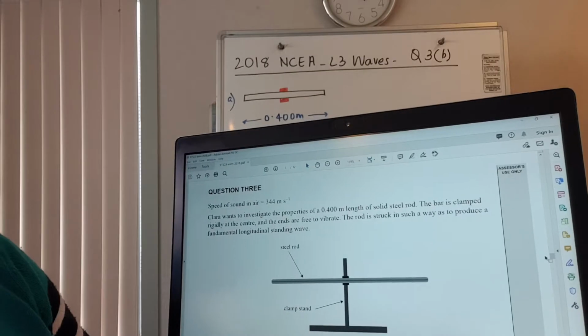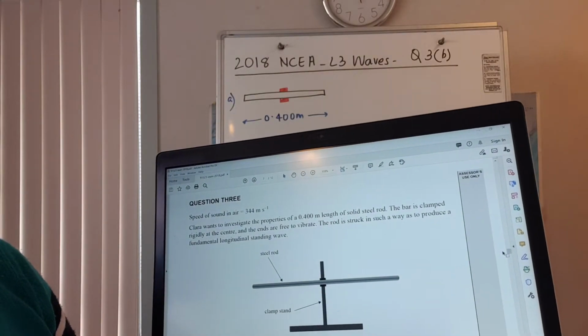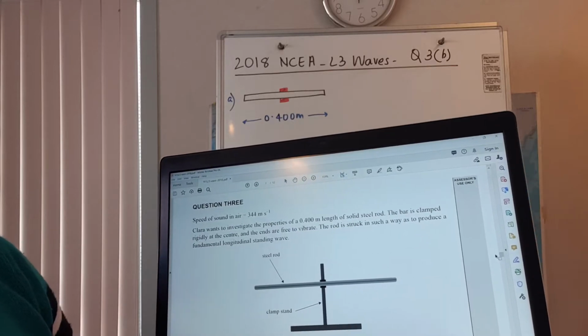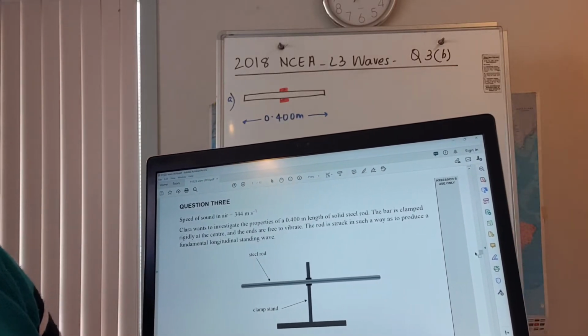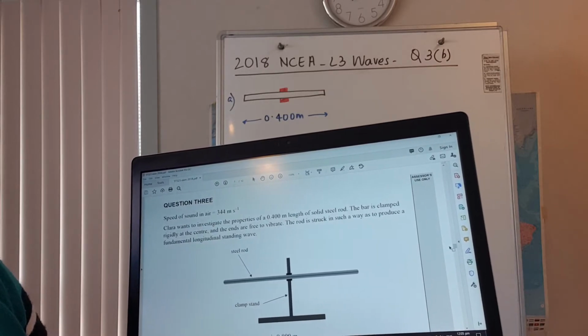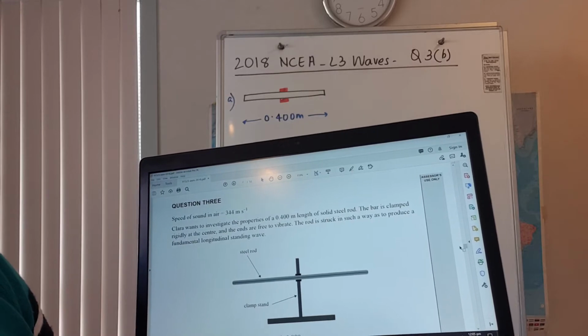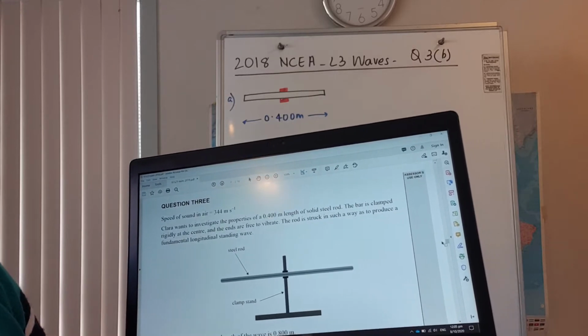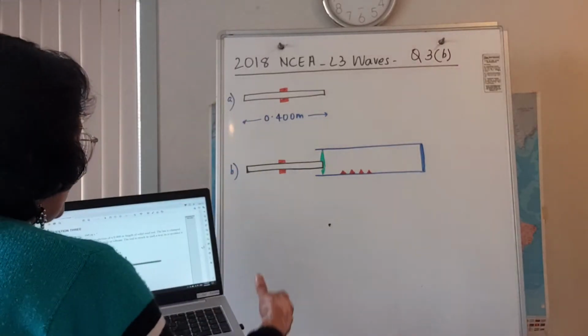So it says, Clara wants to investigate the properties of a 0.400 meter length of solid steel rod. The bar is clamped rigidly at the center and the ends are free to vibrate. The rod is struck in such a way as to produce a fundamental longitudinal standing wave. So there it is, and I've drawn that there.